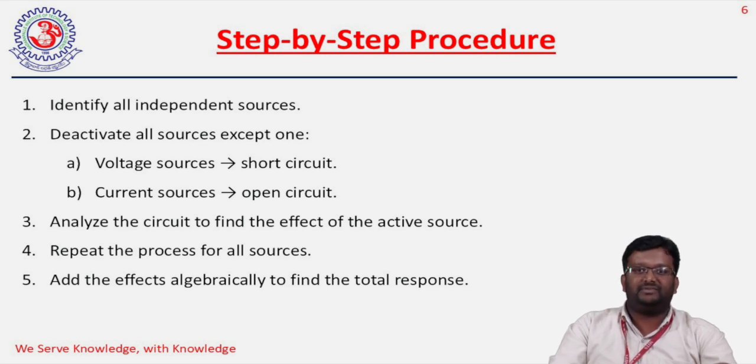Next, deactivate all sources except one. Whichever one we keep in the circuit, all other sources should be deactivated. How can we deactivate them? That should be done based on the source type. The first one is, if it is a voltage source, we need to short circuit it. If it is a current source, we need to open circuit it. These conditions should be applied after finding the independent sources in that complex network.